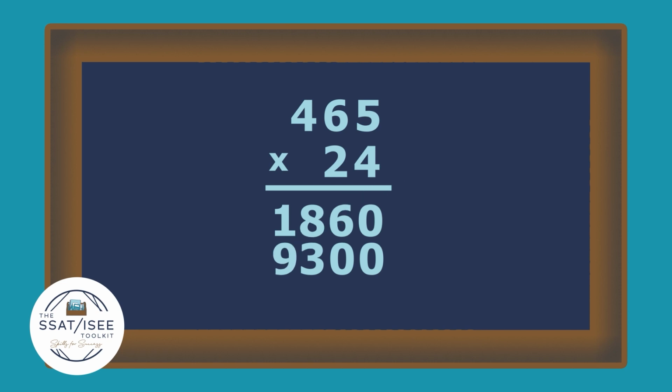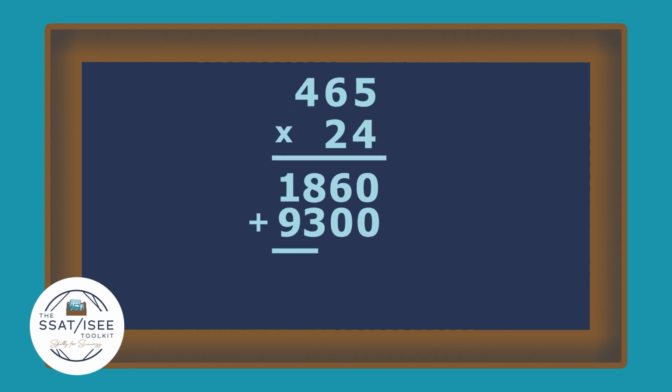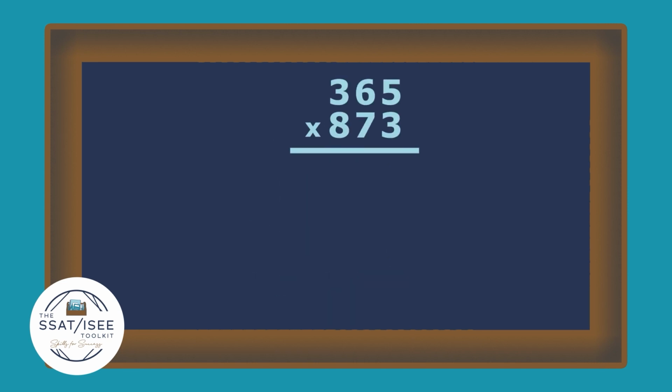Once everything is multiplied, the last step is to add the numbers together. Draw a line underneath the bottom row of numbers and add from right to left. After adding, you will end up with 11,160.